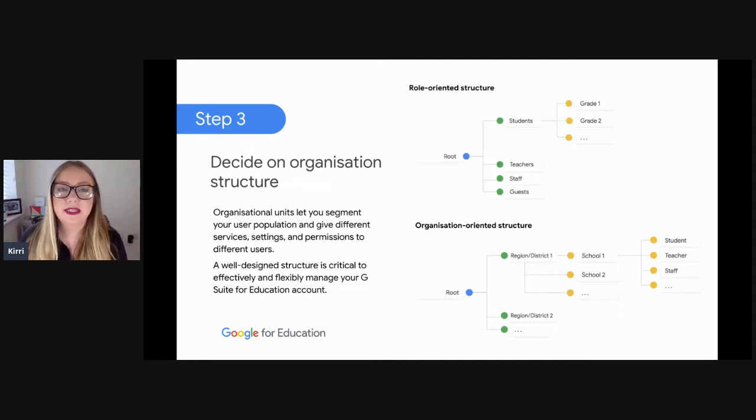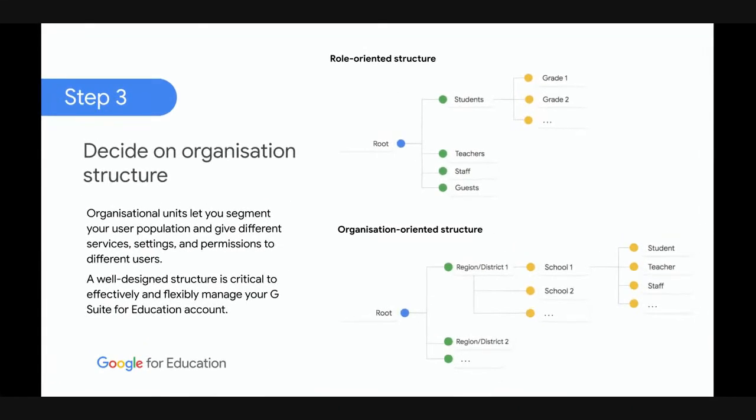Step 3 is you need to decide on an organisation structure. So generally, I think for Irish schools, the role-orientated structure will probably be the most relevant. So essentially, you would separate your students from your teachers, from staff, from other guests that you might have, and then you would have the grades of your students underneath your students. And the reason why this is really important to do early on is because essentially you're going to want to turn off and on services for students depending on their age, and also depending on whether they're teachers or students. So if you get this right to start with, it's just going to make it really easy to administer some of those security policies that you may want to differentiate between different people in your organisation.